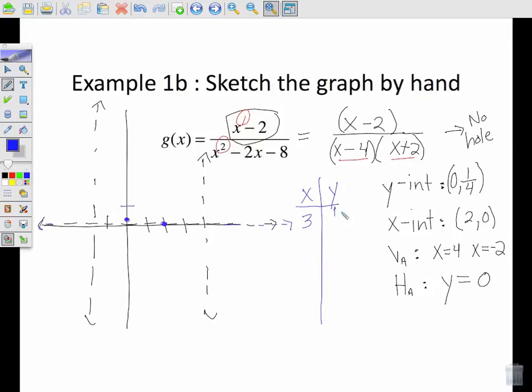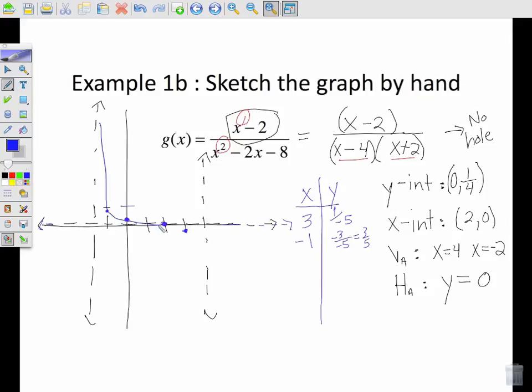If I put 3 in, I get 3 minus 2, which is 1. I have 1 on top, over negative 1 times 5. If I put 3 in, I get negative 1 times 5, so negative 1/5. I'm going to plot this point over 3, down a fifth. You can see here that if I put negative 1 in, I get negative 3 on top, and on the bottom I would have negative 5 times 1, so that's negative 3 over negative 5, which actually turns into positive 3/5.